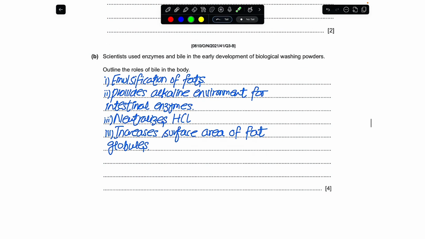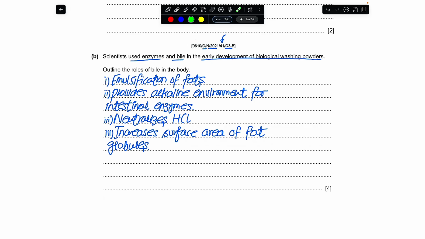Moving onward, here we come to October November 2021. The theory paper variant was 4-1. And for your exam, this was question number 3B. What they are telling us is that scientists use enzymes in the early development of biological washing powder. Now, how do we develop the biological washing powder?